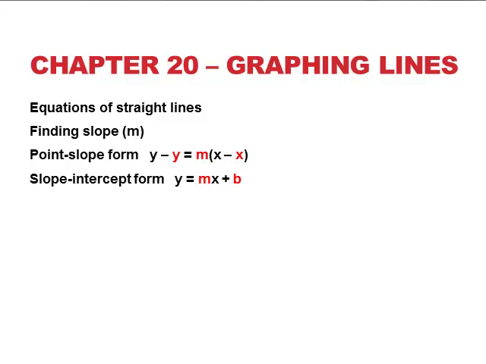You can also use the slope-intercept form, y equals mx plus b, where m is the slope and b is the y-intercept. That means how high is the line when it crosses the y-axis. So you don't have to draw any graphs on the test, but you do have to be able to write the equations of straight lines and understand the equations. And I'm not going to give you the point-slope form or the slope-intercept form, so you need to memorize these forms right here.